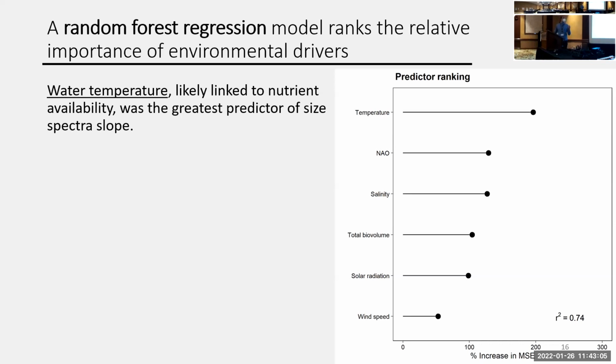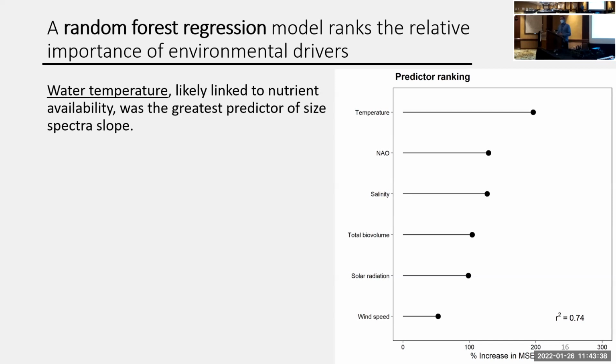In this case, when I permuted each variable sequentially, I found that when temperature was randomly permuted, it had the greatest increase in mean squared error for the data set, giving it the greatest overall predictive importance for this model. That's most likely due to water temperature being linked to nutrient availability. Generally, when the water was colder, there was most likely less stratification and a greater intrusion of nutrients into the study area.